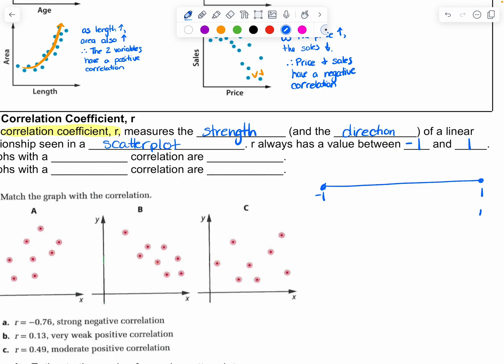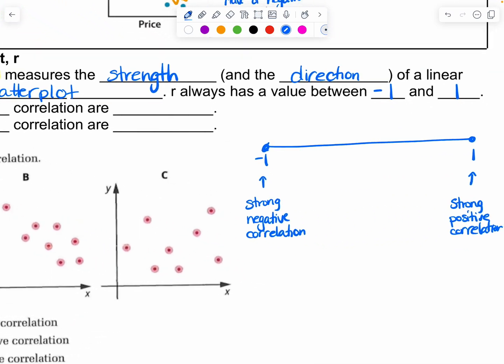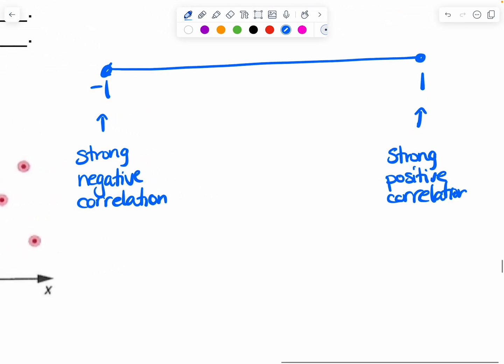1 is a very strong positive correlation. You might want to add this to your notes. -1 is also a very strong correlation, but it's a negative correlation. I'm going to zoom in here. I want you to add this to your notes.